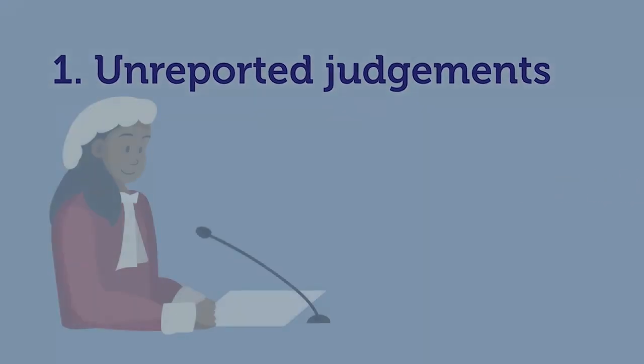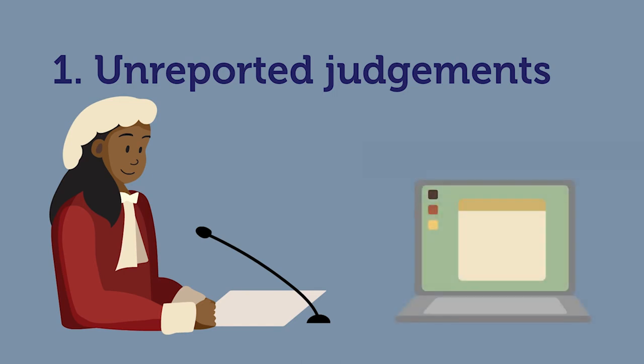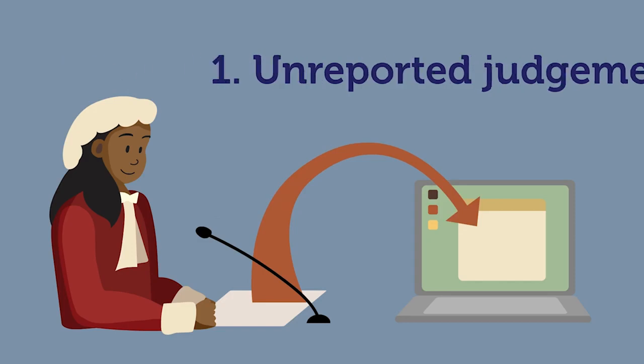Number 1. Unreported judgments. A copy of the judge's decision is published on the court's website or made available via the Australasian Legal Information Institute, or AustLII. This is the most immediate report after the case is heard.